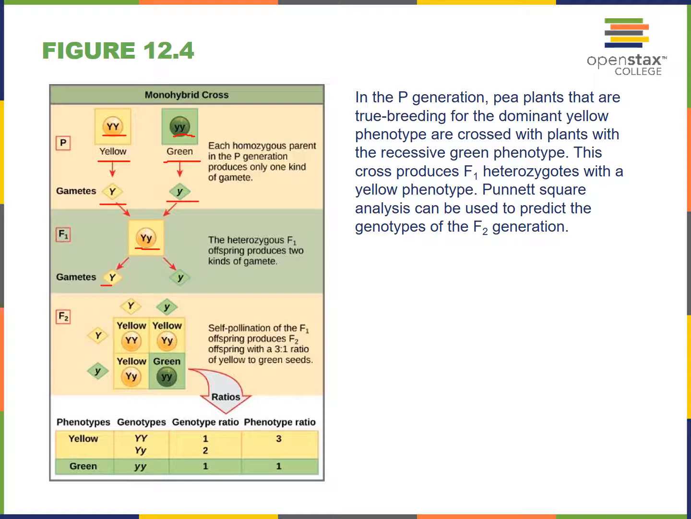But he figured they were heterozygotes, meaning they had 2 different alleles. So they had a yellow allele and a green allele, but yellow was dominant over green. So the letter he picked was Y for yellow being dominant. And so the recessive allele is represented by a lowercase y. And that's the allele for green.